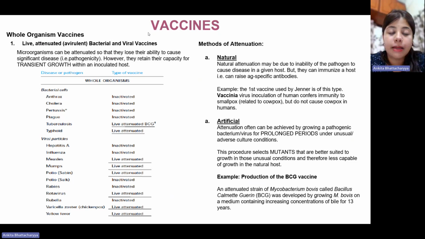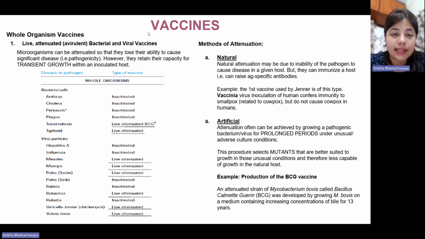Natural attenuation might be due to the inability of a pathogen to cause disease in a given host, but they can immunize a host. That means they can raise antigen-specific antibodies. The example for this, the first vaccine used by Edward Jenner, is of this type. Like you remember, we had just discussed, vaccinia virus inoculation of humans confers immunity to smallpox, which is related to cowpox, but it does not cause cowpox in humans.